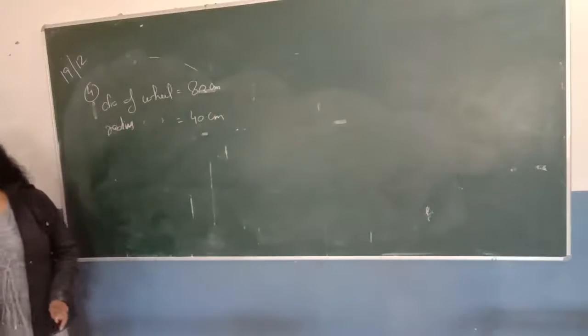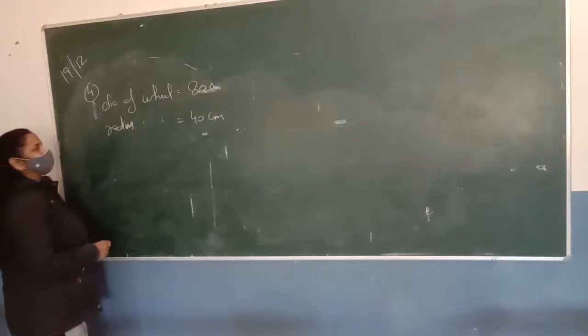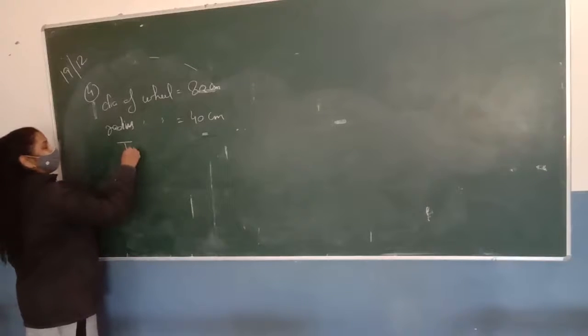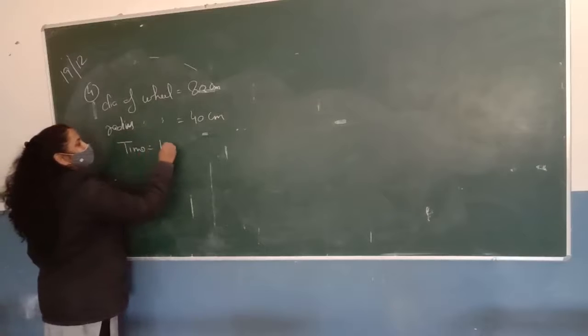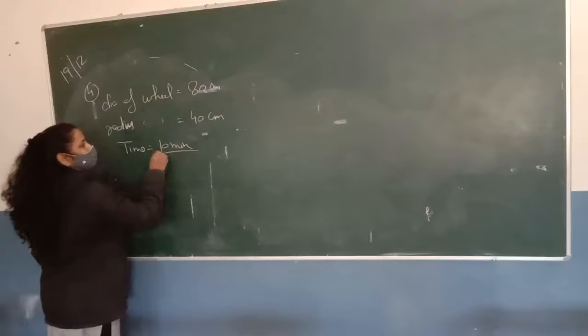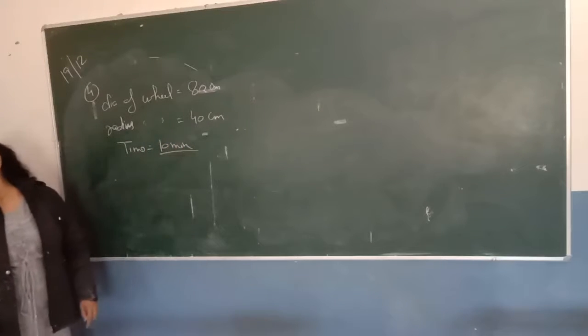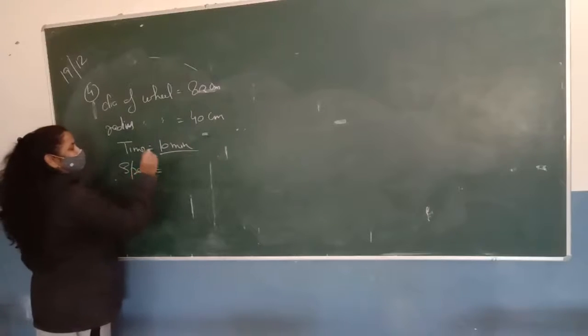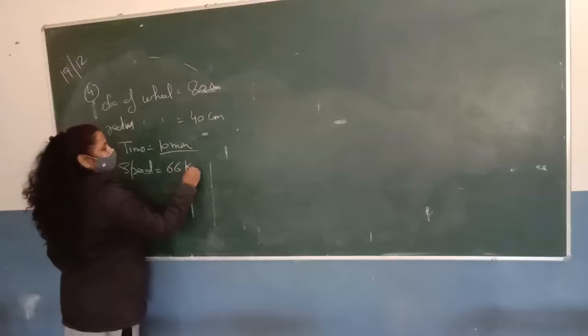How many complete revolutions does each wheel take when the car is running for 10 minutes? It is given that the time is 10 minutes. If the speed of the car is 66 kilometers per hour.